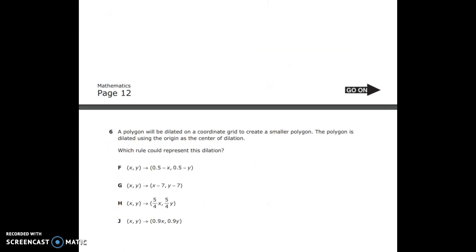Number 6. A polygon will be dilated on a coordinate grid to create a smaller polygon. The polygon is dilated using the origin as the center of dilation. Which rule could represent this dilation? (x, y) yields (0.5 minus x, 0.5 minus y). (x, y) yields (x minus 7, y minus 7). (x, y) yields (5/4 x, 5/4 y), or (x, y) yields (0.9x, 0.9y).